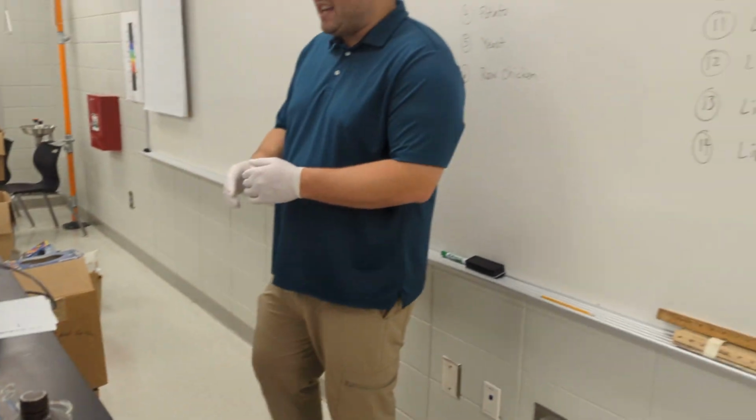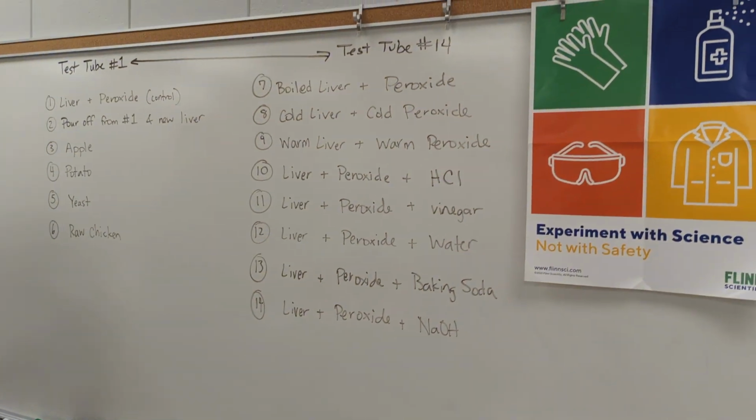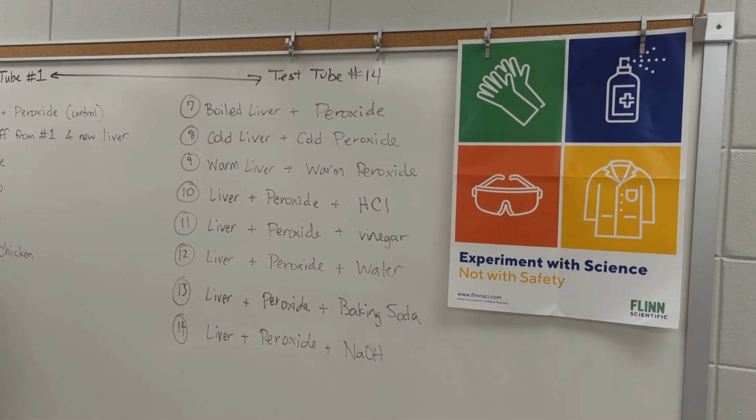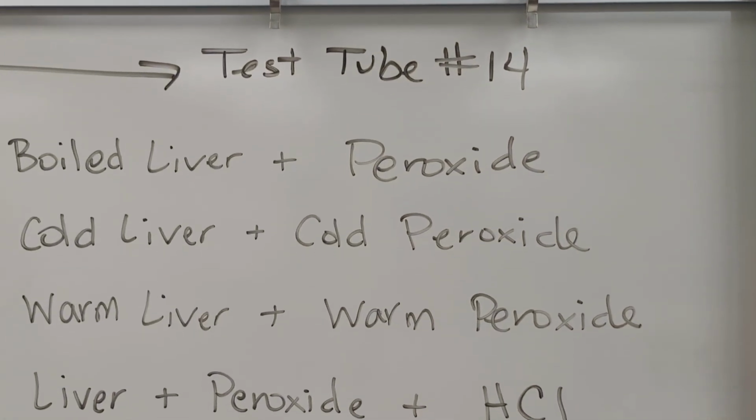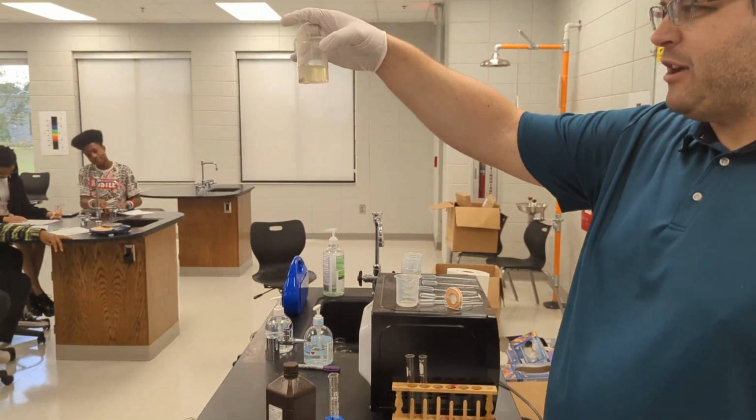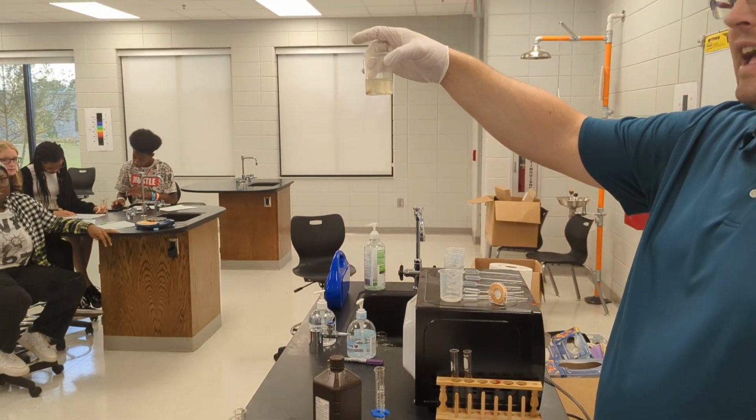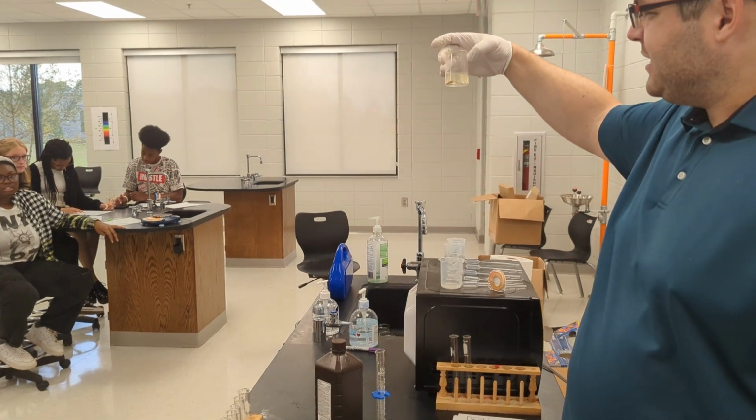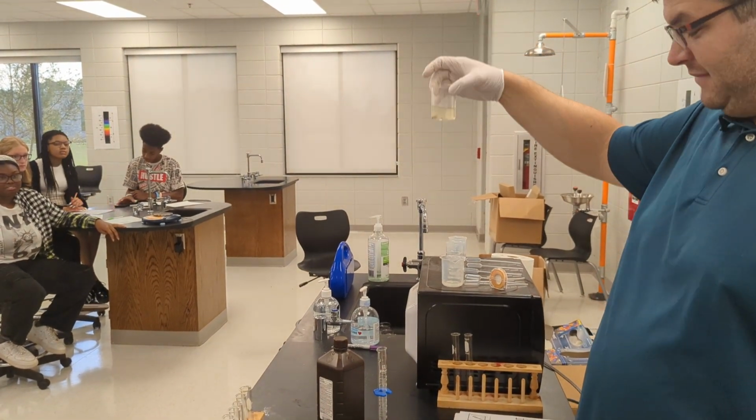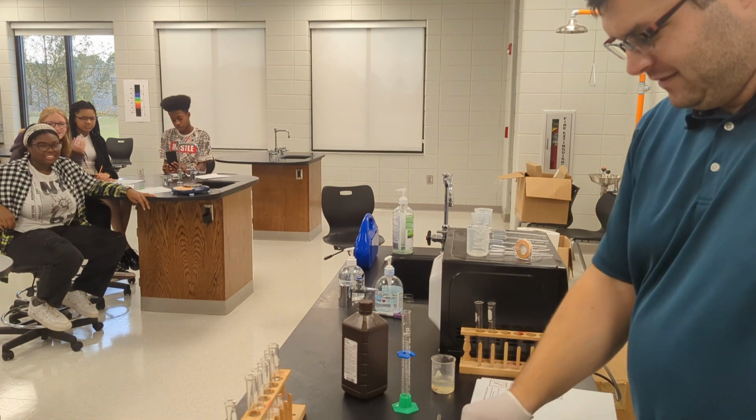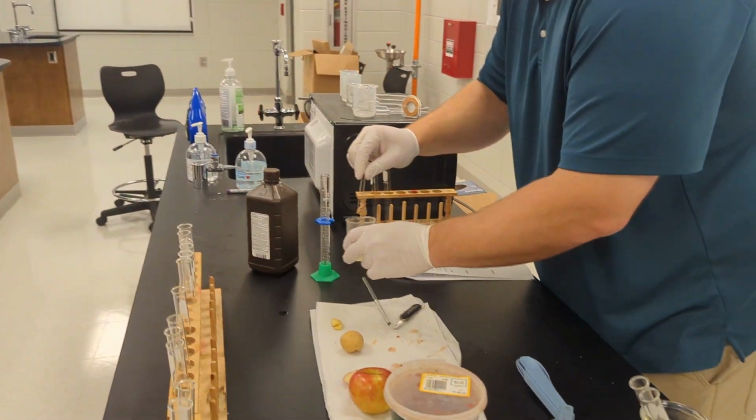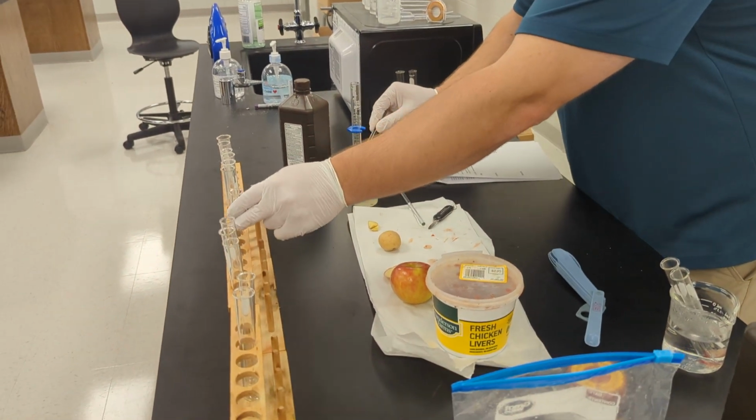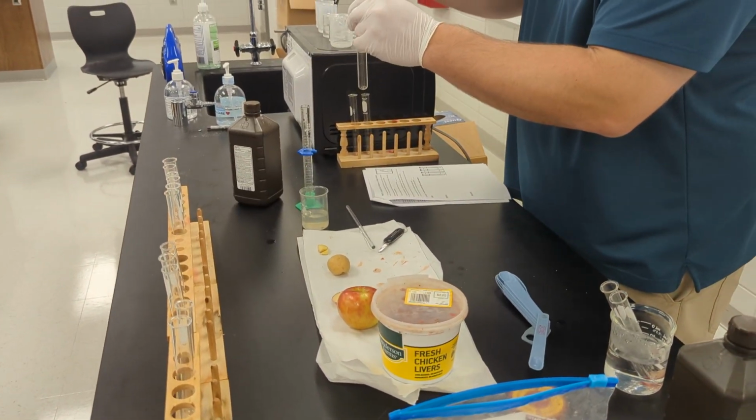For part C, we're going to look at the effects of temperature on catalase activity. All right, so what I have first, and I've already pre-boiled it, I've got boiled liver. I put it in some water and nuked the heck out of it. I'm going to take it out of the water that it's been sitting in and put it in our test tube.